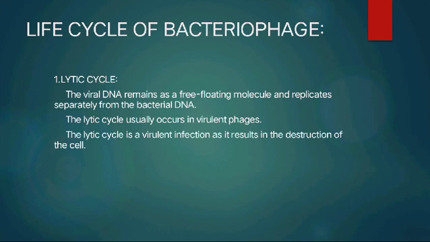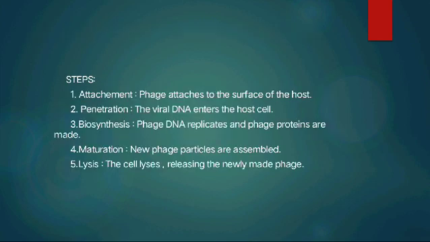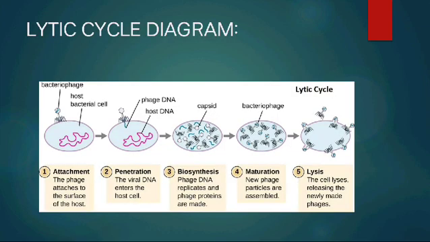Steps of lytic cycle. First is attachment. Phage attaches to the surface of the host. Next is penetration. The viral DNA enters the host cell. Next, biosynthesis. Phage DNA replicates and phage proteins are made. Next, maturation. New phage particles are assembled. Next, lysis. The cell lyses, releasing the newly made phage.